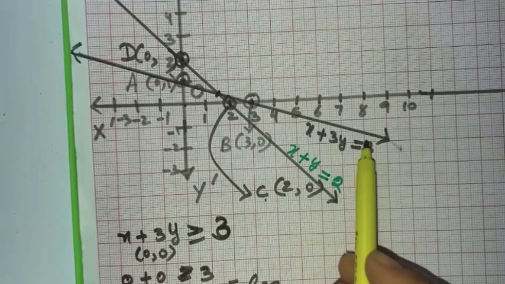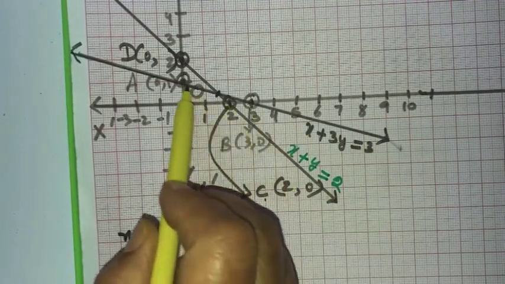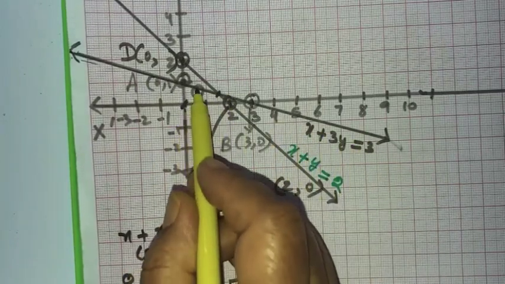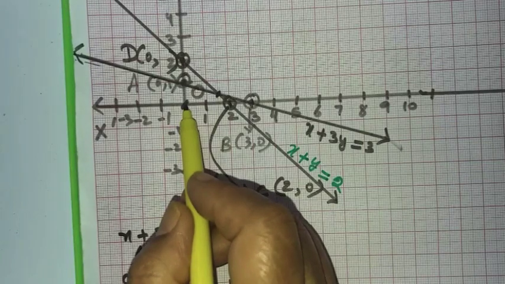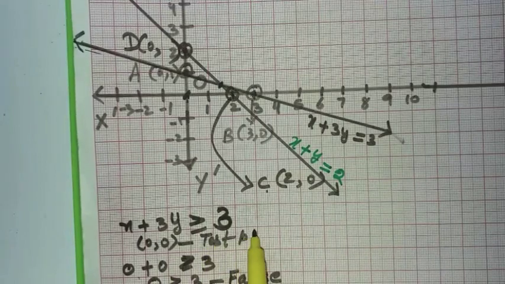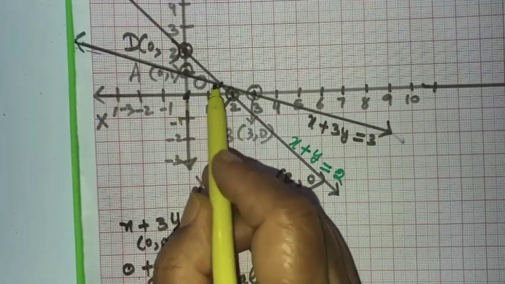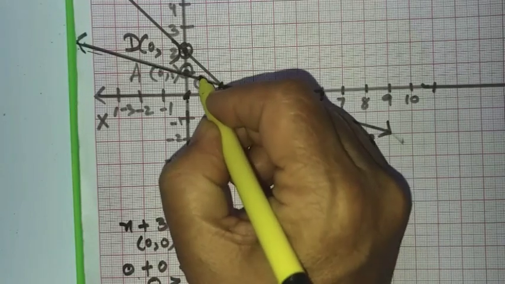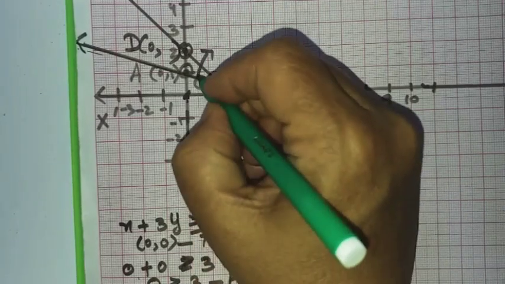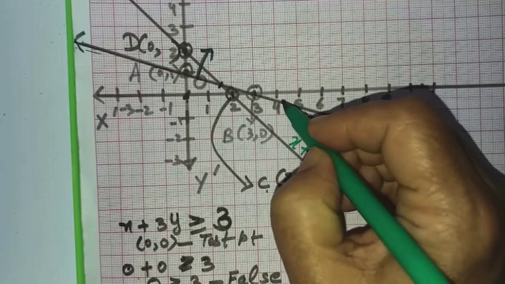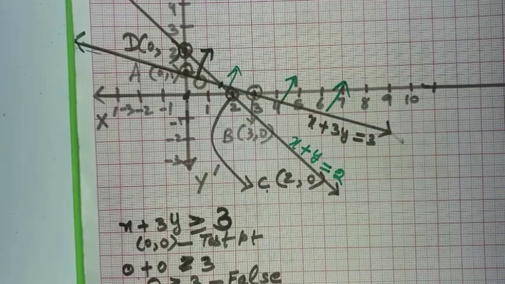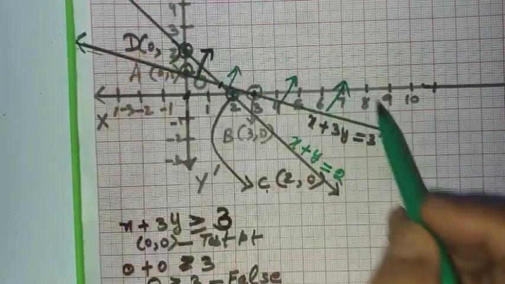Now you concentrate on the equation of this line. This is the line we are talking about, and you can see the position of 0, 0 with respect to this line. This point 0, 0 is called the test point. When I substituted this test point in this equation, I got false. That means this line will be shaded away from 0. Away from 0 means the direction opposite to that of 0. So the whole area above this line will be shaded.